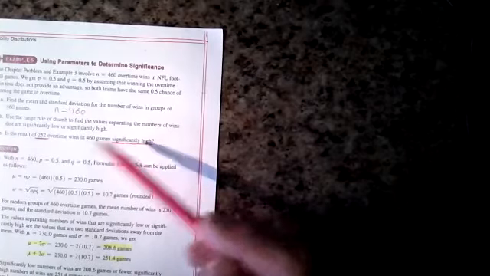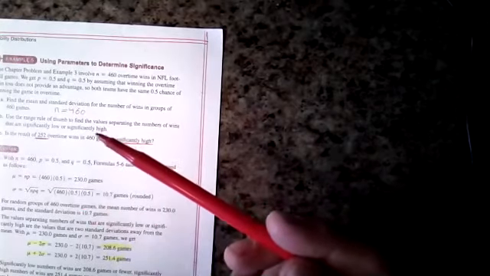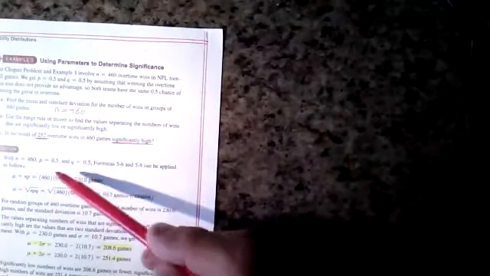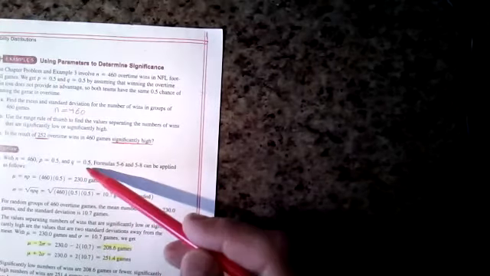So in these problems, n is 460, and the value of p is given as 0.5, so obviously q, which is 1 minus that, is 0.5. So you calculate the mean and standard deviation.